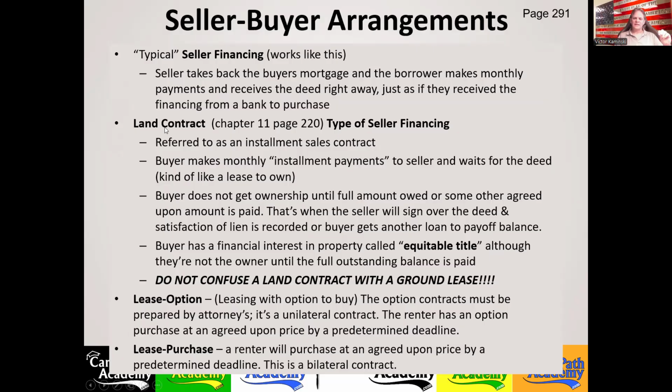Now, don't confuse land contracts with ground leases. A ground lease is where somebody rents your land, your ground, and then they construct the building up.